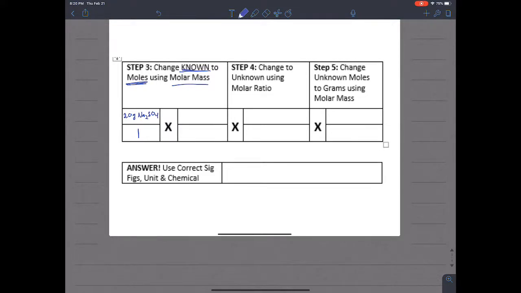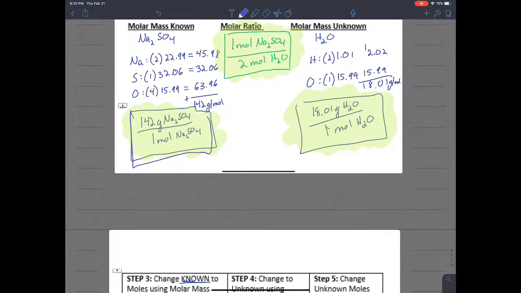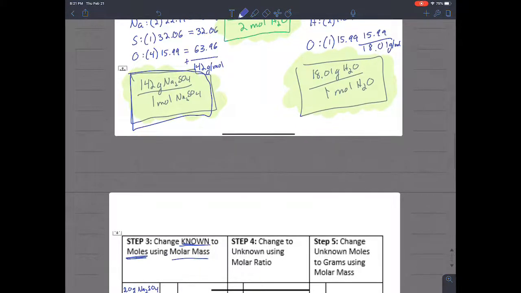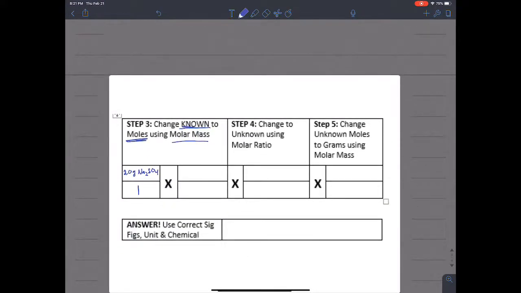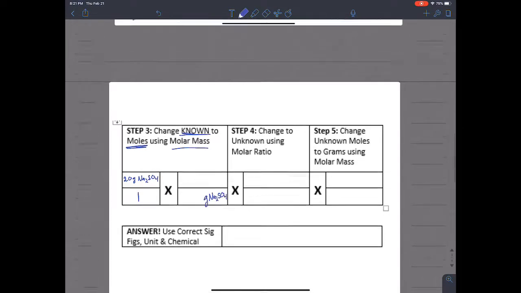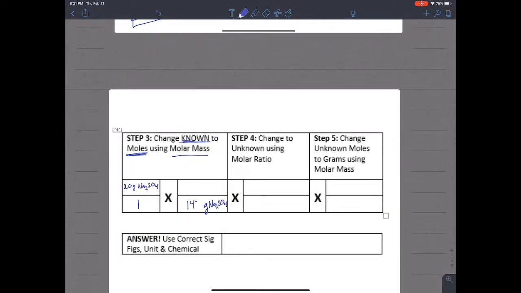Okay, so our conversion factor now is going to be this one right here, so that we can go from grams to moles of Na2SO4. So I need to cancel out grams, so I need to drop it like it's hot. I know that grams of Na2SO4 is going to be down here. So I look at my conversion factor, it's 142 grams of Na2SO4 for every 1 mole.